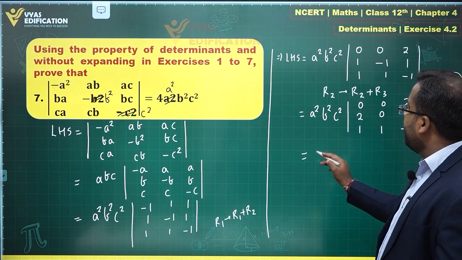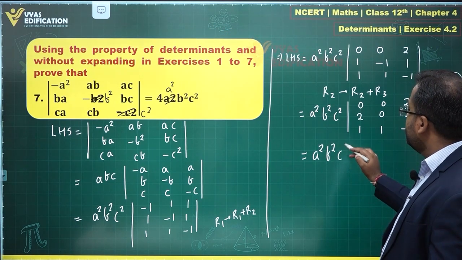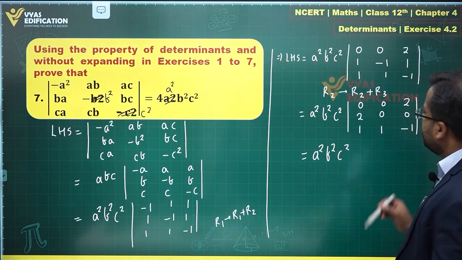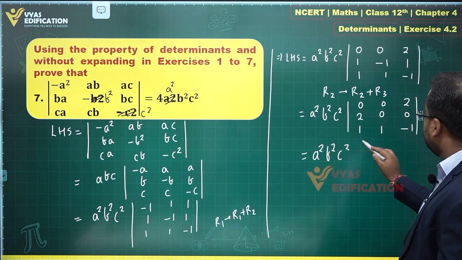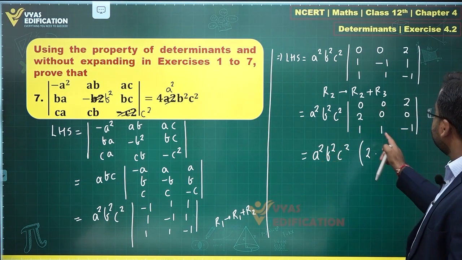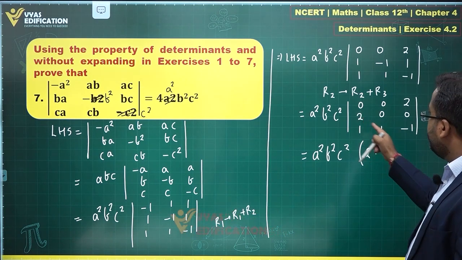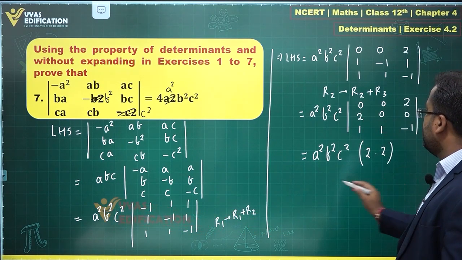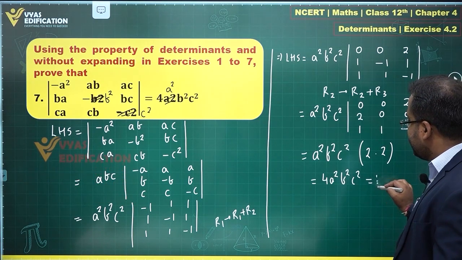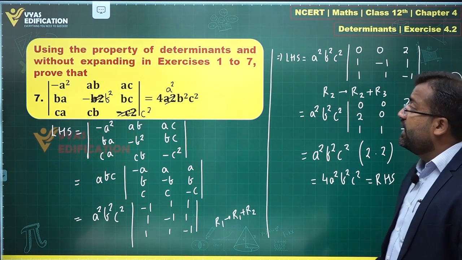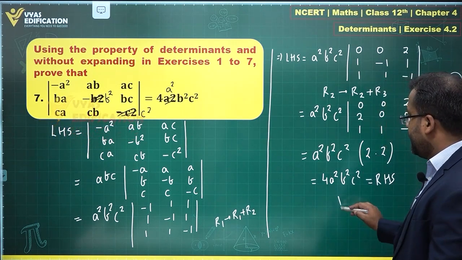And now you can easily find this value, a square, b square, c square. The value of this determinant will be equal to what? The value of this determinant will be 2 times this: 2 into 1 minus 1 into 0, which is 2 times 2, which is equal to 4 times a square, b square, c square, and yes, this is my RHS over here. This is what we wanted to prove. Hence, proved.